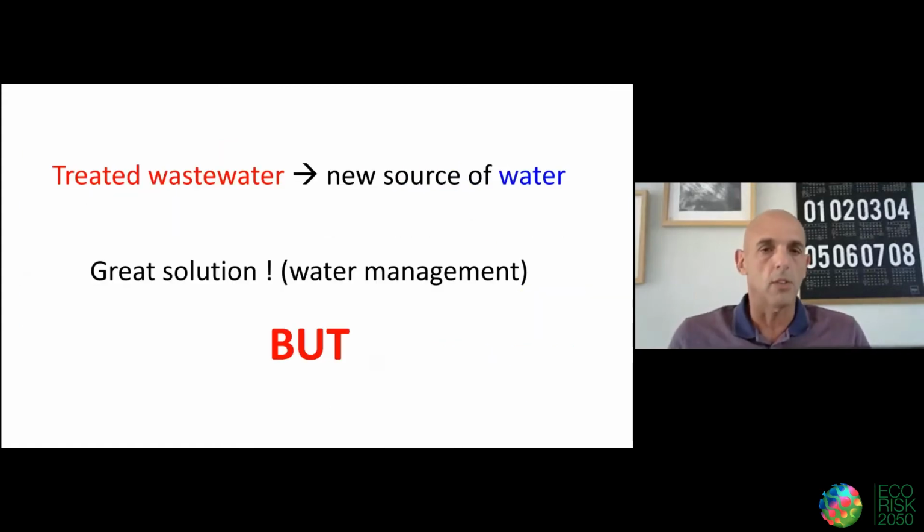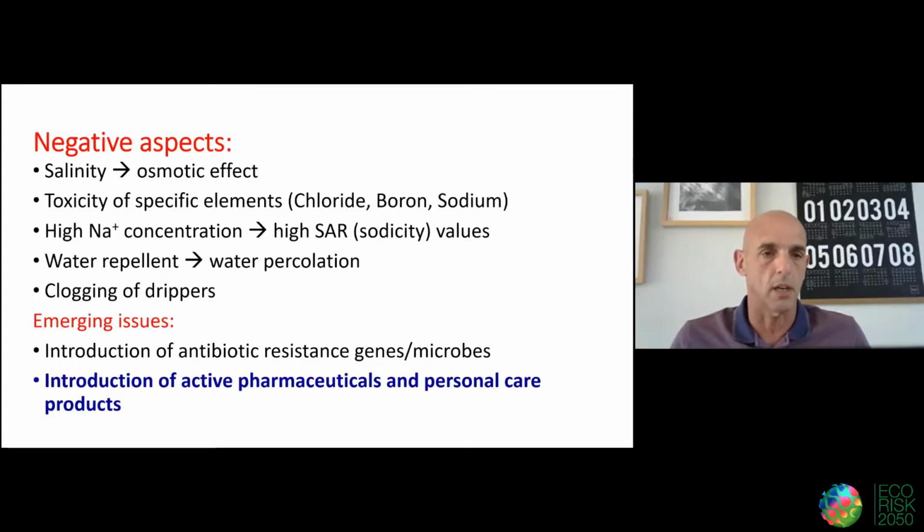But the main issue here is that we are producing a new source of water, but that new source of water is coming with some negative aspects. And I listed here only some of the negative aspects, like increasing salinity, the presence of toxic elements, changing in the sodicity of the soils. Soils are becoming water repellent. There are problems with drippers that are being clogged, and there are some emerging issues, and those are the stuff that we are working on, is introduction of active pharmaceuticals and personal care products to the agricultural system.